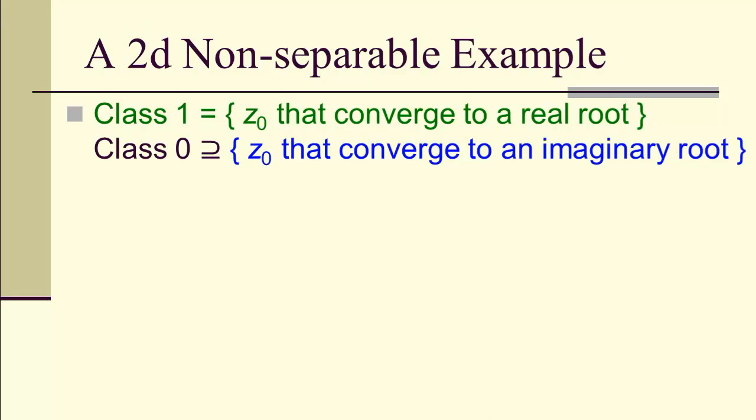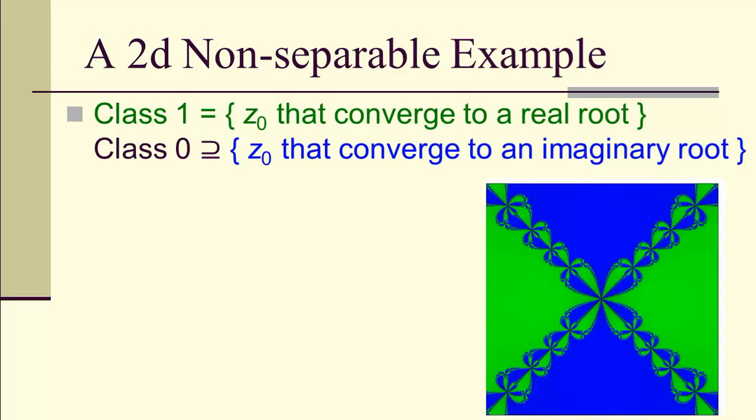So let's look at a non-separable example based on Newton's method. So we're going to define class 1 as those points z0 that converge to a real root, and class 0 is going to contain the z0s that converge to an imaginary root. And so in blue here is a subset of class 0. Green is exactly class 1.